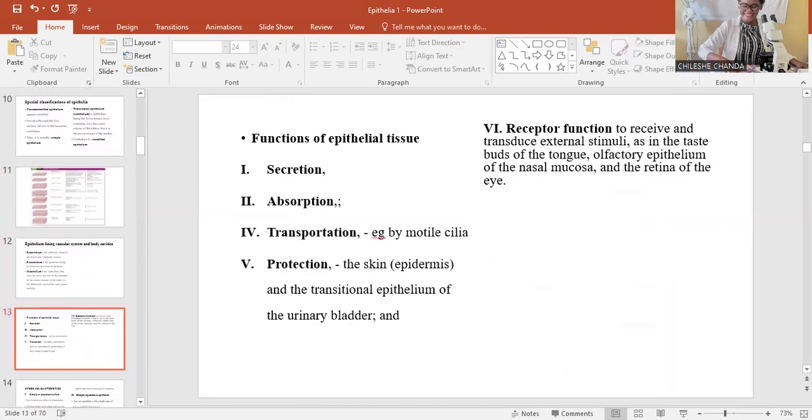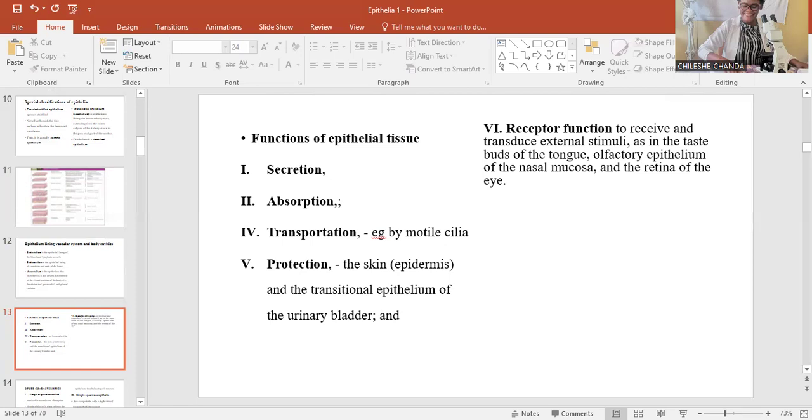Now, we are done with the classifications of epithelia. Now we're going to look at the functions of epithelial tissue. We've already talked about secretion. That epithelial tissue which is specialized for secretion, for example, simple columnar epithelium found in the GIT.